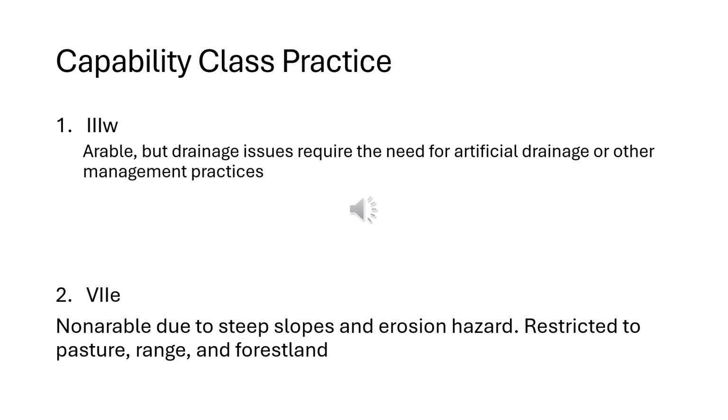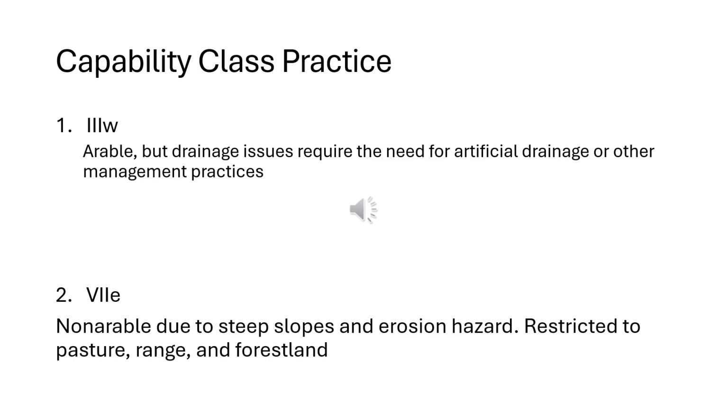Okay, looking at the first one, you see that it's 3, which is in that arable range, but it's getting closer to 4. So there must be some type of issue that causes restrictions. What is it? Well, you look at the subclass, W means excess water, right? So it has drainage issues specifically, which, what could you do? Well, artificial drainage could help, and there are other management practices, okay?